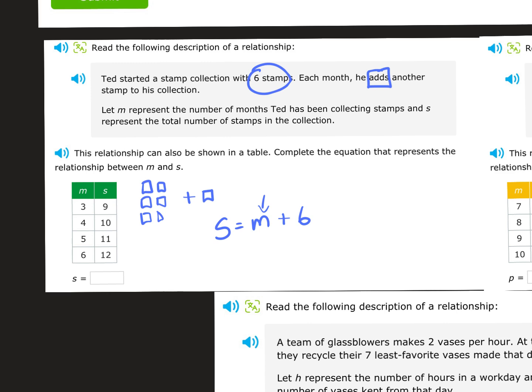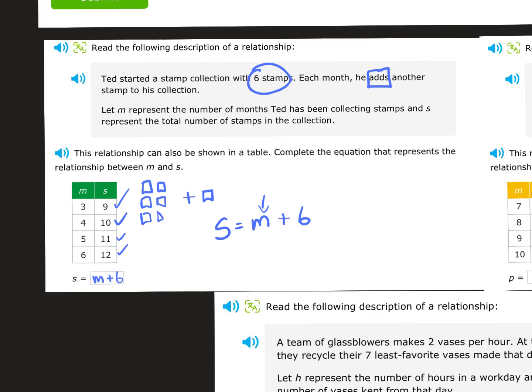And now we can test this. 3 plus 6 does get us 9. 4 plus 6 does get us 10. 5 plus 6 gets us 11. And then 6 plus 6 gets us 12. So we know that S is equal to M plus 6.